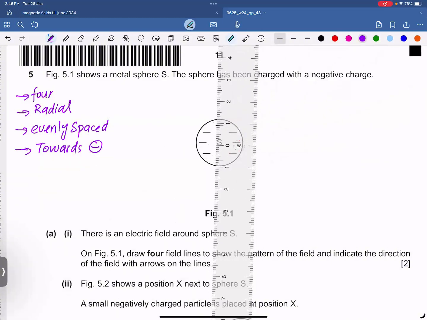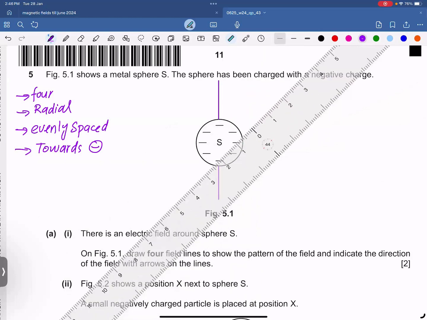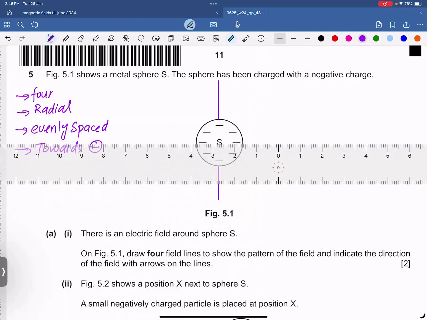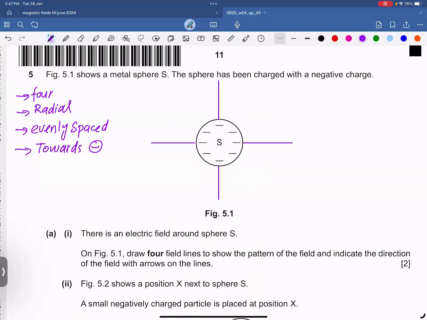Radial means as if they are coming from the radius. So here and then here. Similarly, this way. So for a sphere, the lines have to be radial. And since it's a negative charge, the electric field is directed towards negative. Make sure you don't draw lines inside, because the electric field inside a charged sphere is always 0. Do not do that. That's the ideal answer on the figure.